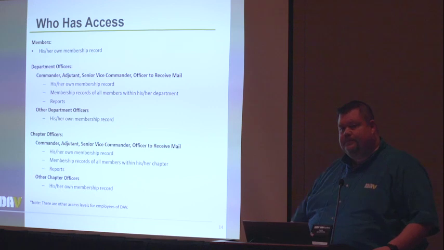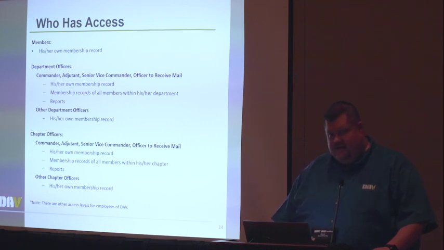Yes, sir. When a member dies, how does that get removed from the membership list? So there is a way to annotate the deceased in the system, and the best way is just to give us a call and let us know that the person is deceased. The trick there, though, is that they will mark them as deceased, but they won't come off the membership rolls until the next year-end process, June 30th or July. Okay?